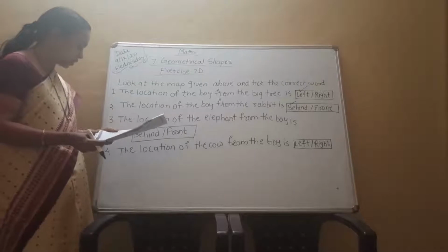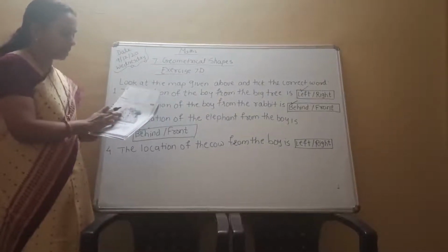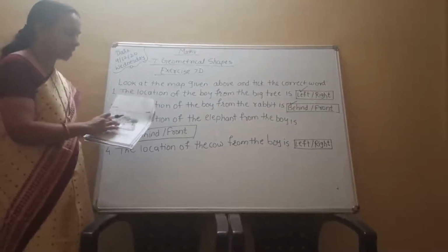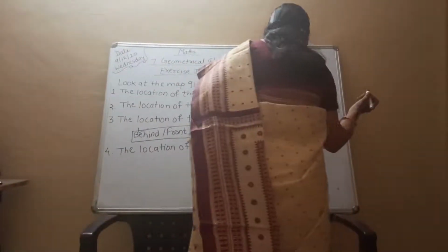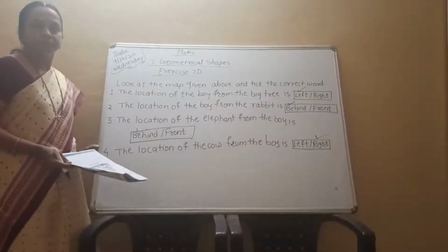Now see fourth question. The location of the cow from the boy is. See, this is cow. So where this cow is standing? At the right hand side of that boy. So we have to tick mark on this right. So in your textbook you tick mark correctly.